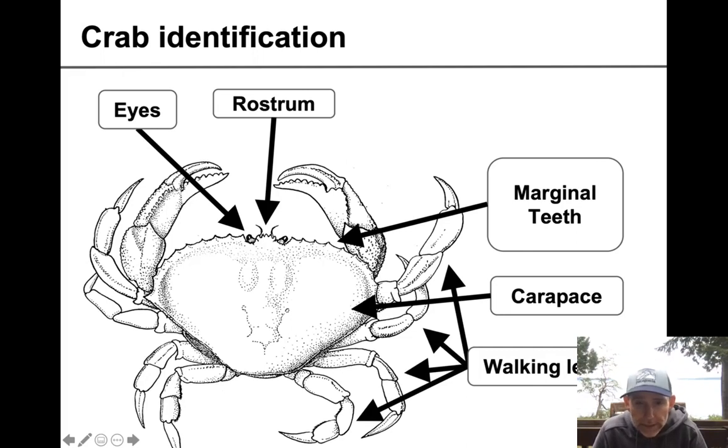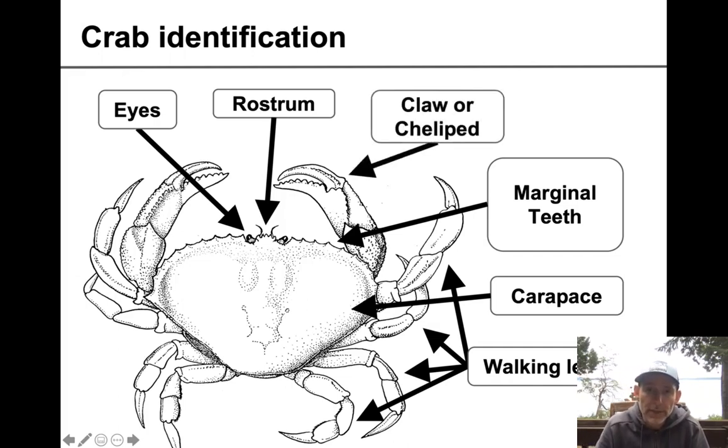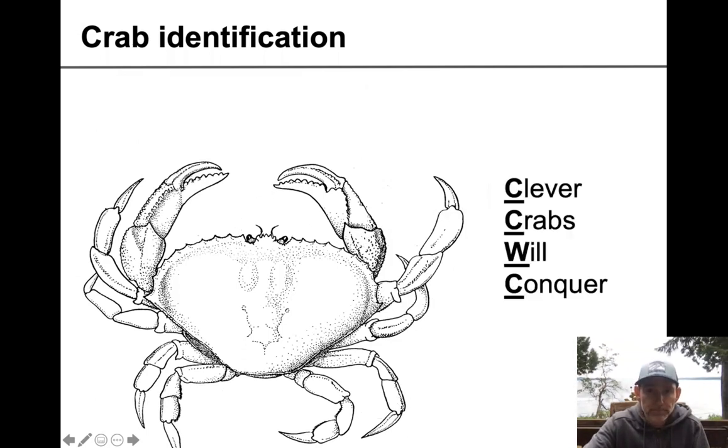There are the walking legs, of which typically crabs have between 3 and 4. And then there's the claw or cheliped, which is a modified leg, but they use it to grasp food, mates, and to climb. So those are the basic features of the anatomy of a crab that we'll use for identification purposes.